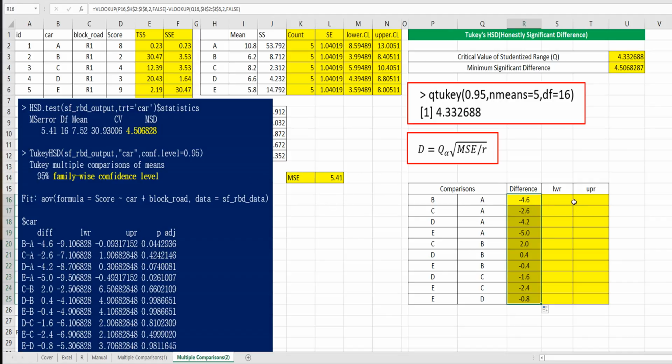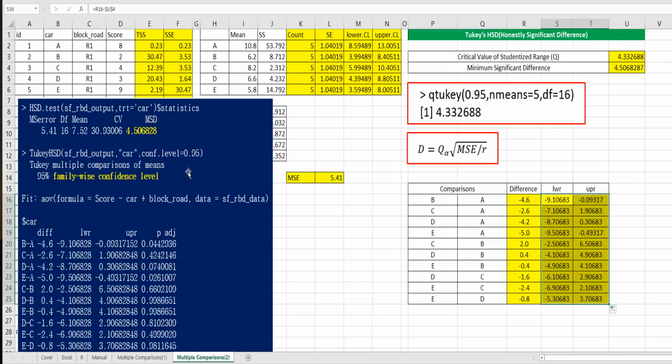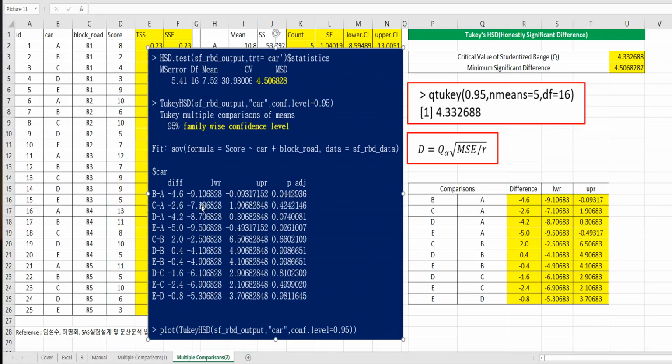And then we can calculate lower and upper. So mean difference minus MSD. Press F4. Right. And to calculate upper bounds, mean difference plus MSD, press F4. Right. So as you can see, we have got the same results, right?